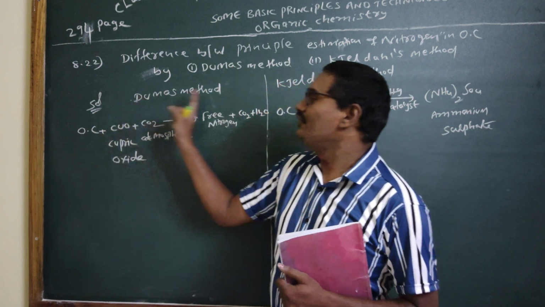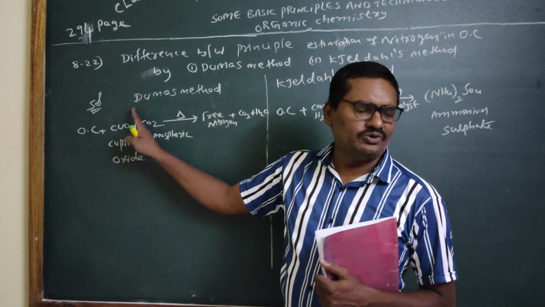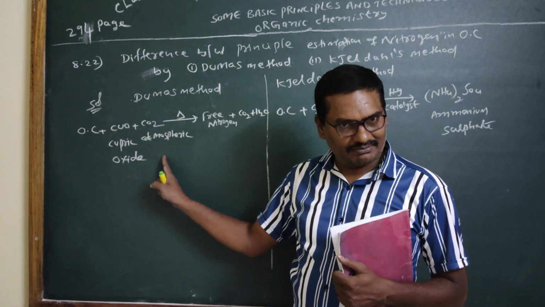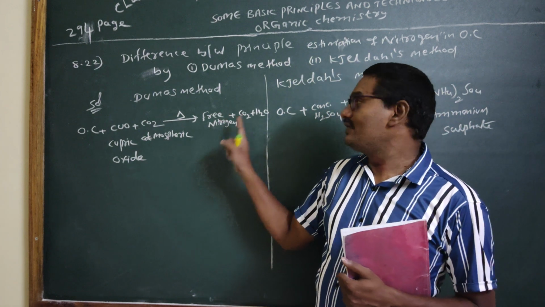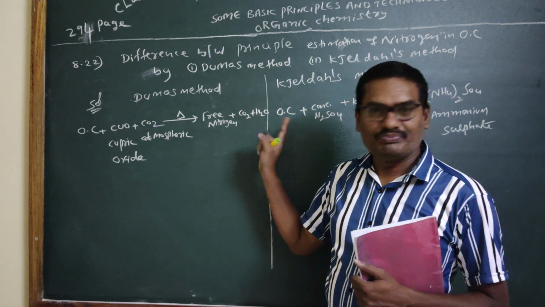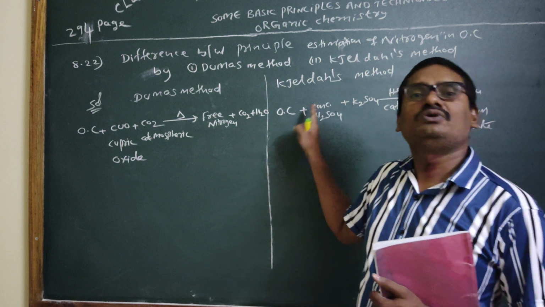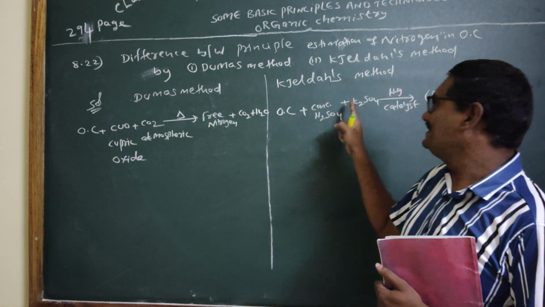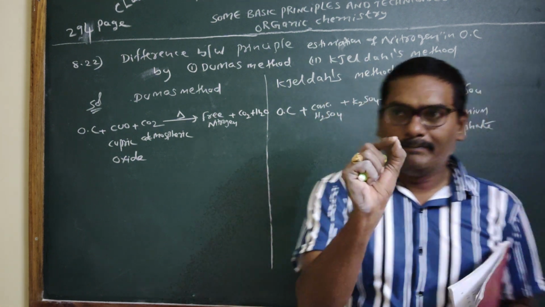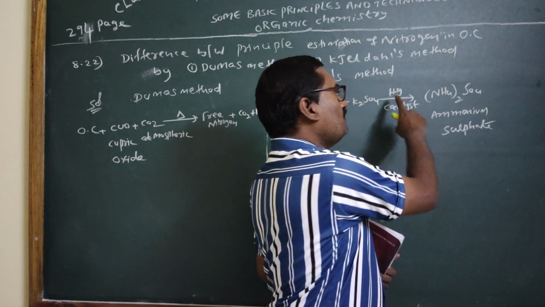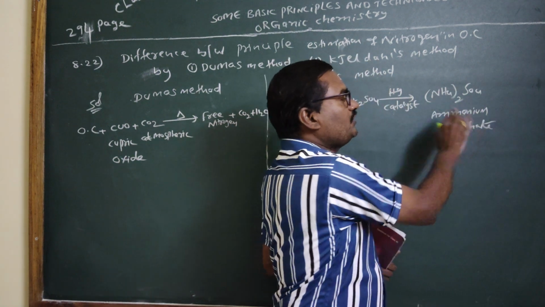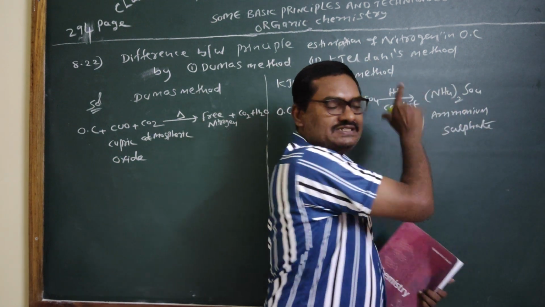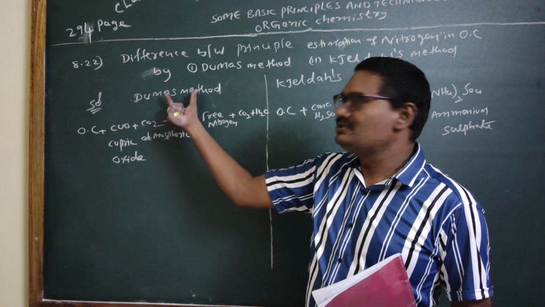That is the principle in the Dumas method. So organic compound, cupric oxide and carbon dioxide, then free nitrogen, CO2, H2O. Here, organic compound, concentrated sulfuric acid and potassium sulfate, by adding a little amount of mercury catalyst, is converted into ammonium sulfate. That is the basic principle in the Kjeldahl method, and the earlier one is the basic principle in the Dumas method.